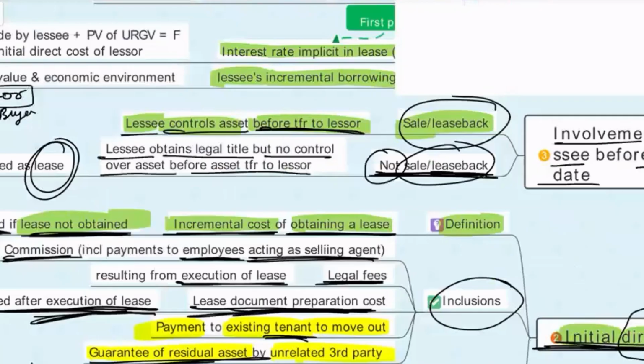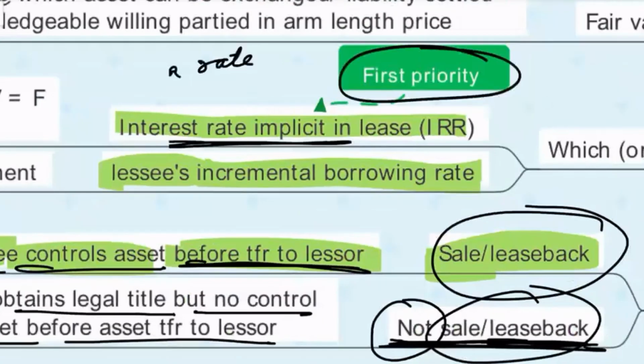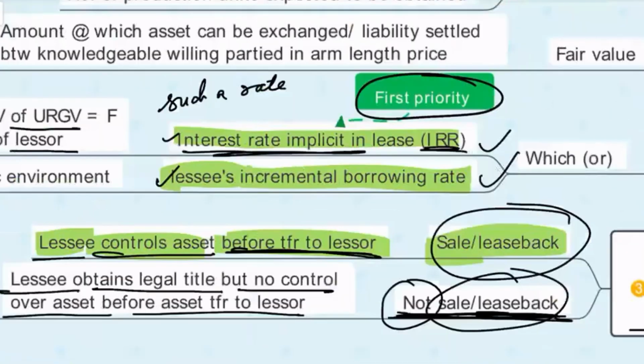Usually the interest rate implicit in lease is given directly in the question itself. And this should be your first priority. If in the question both of these are given, the implicit rate should be your first priority. Okay. Now, speaking of lessee's incremental borrowing rate, what is lessee's incremental borrowing rate? Suppose you're not able to find out the implicit rate, if it is not given in the question, another thing which might be given in the question is the lessee's incremental borrowing rate.